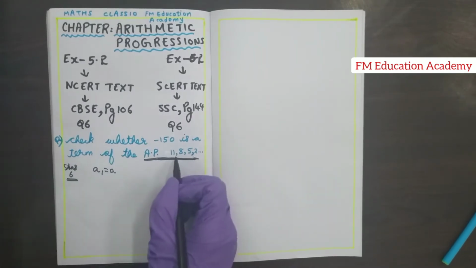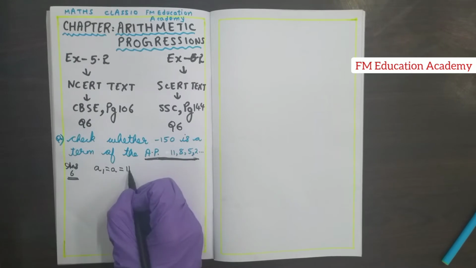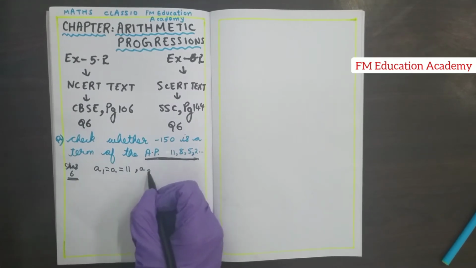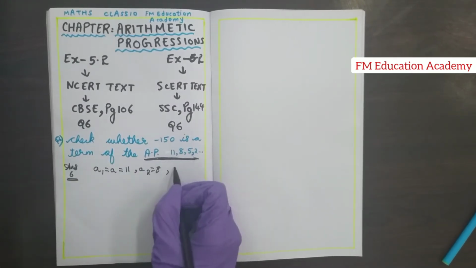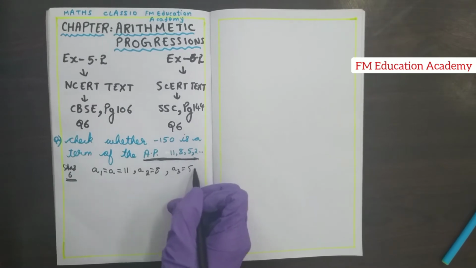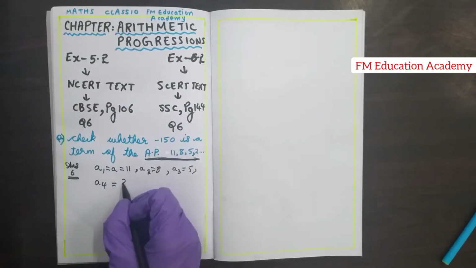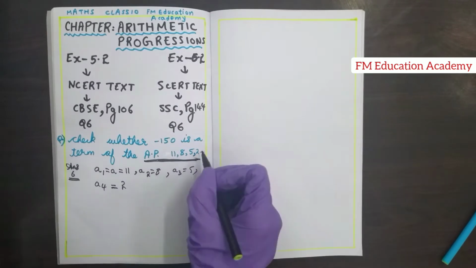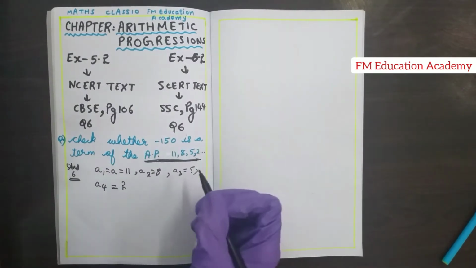So what is the first term in this AP? The first term in this AP is 11. What is the second term, A2? 8. What is the third term, A3? 5. And the fourth term, A4, is 2. Now in this series, the last term is not given to me. It's okay. We'll continue solving.